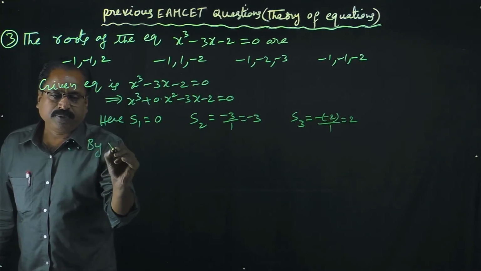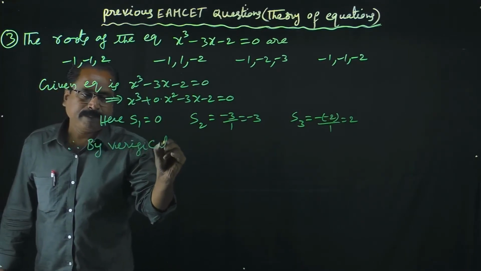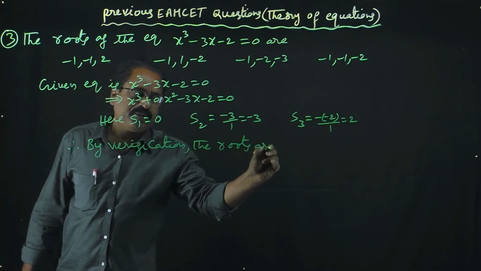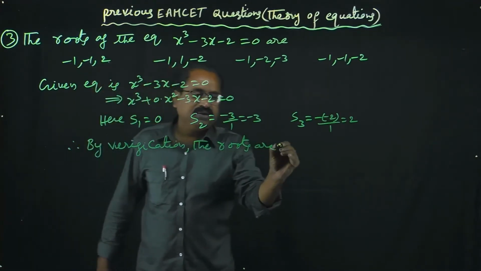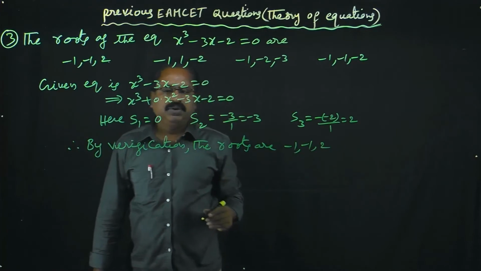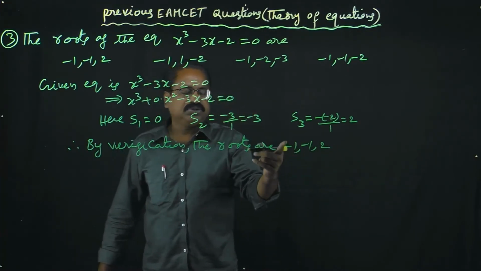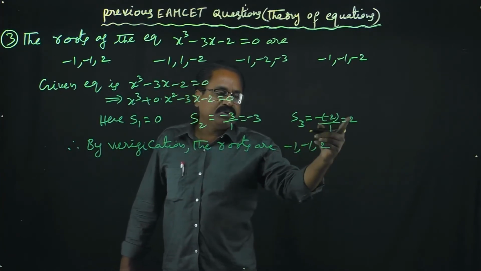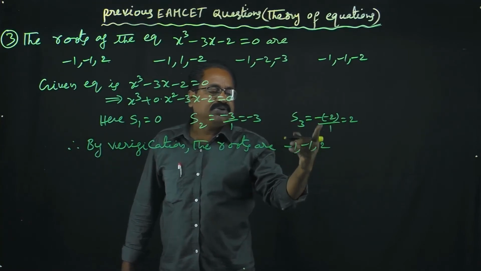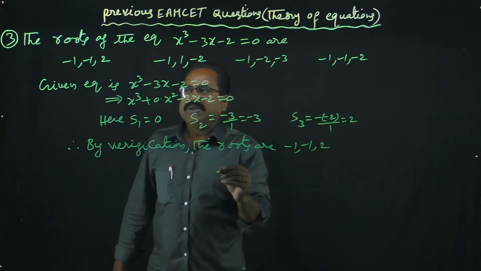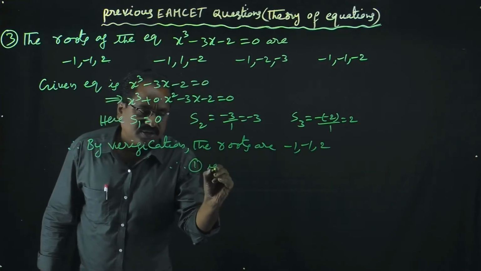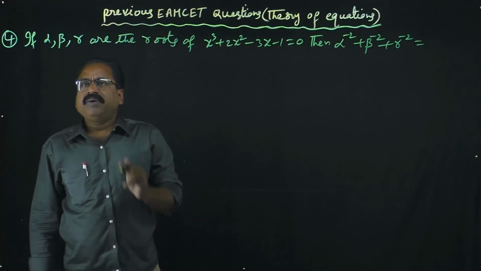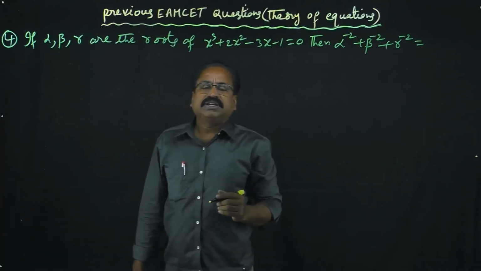Therefore, by verification, the roots are minus 1, minus 1, 2. So sum of the roots is minus 1, minus 1, plus 2, that is 0. Product of the roots is minus 1 into minus 1 into 2, that is equal to 2. So first option is correct. Option 1 is correct.